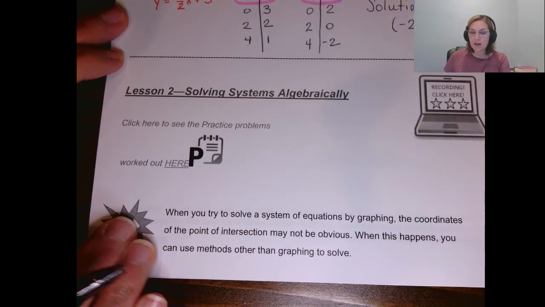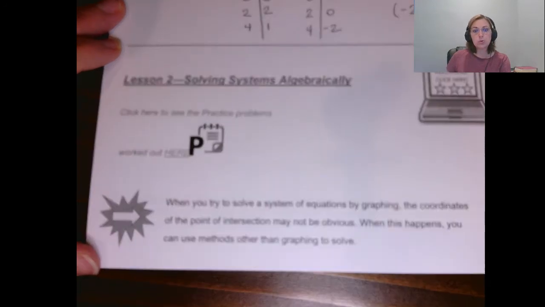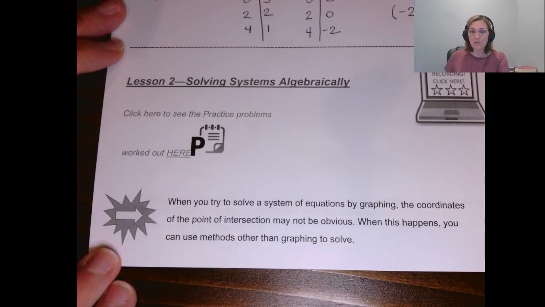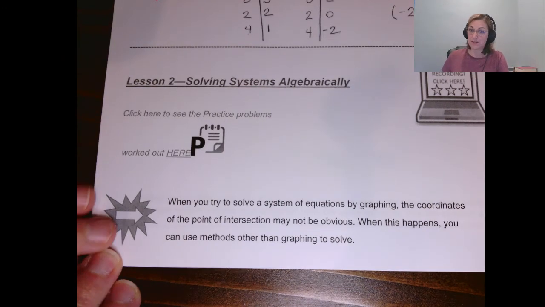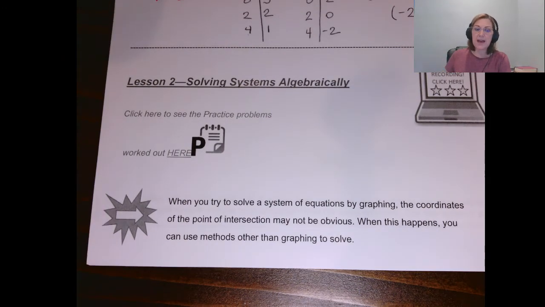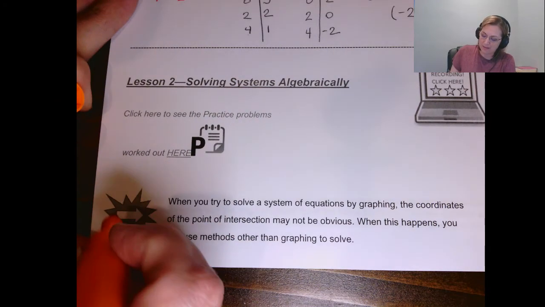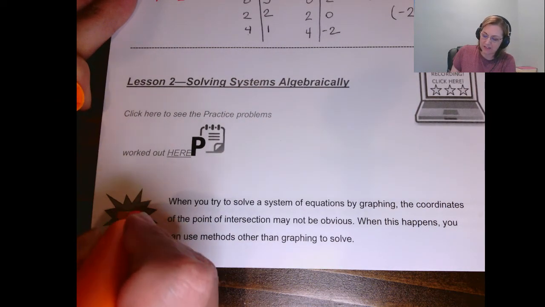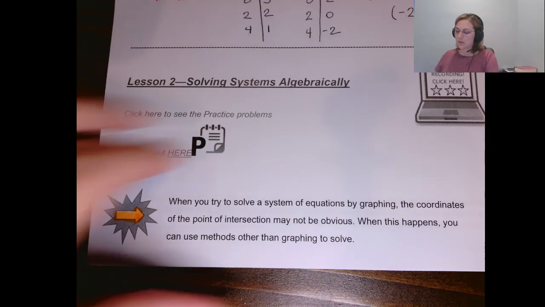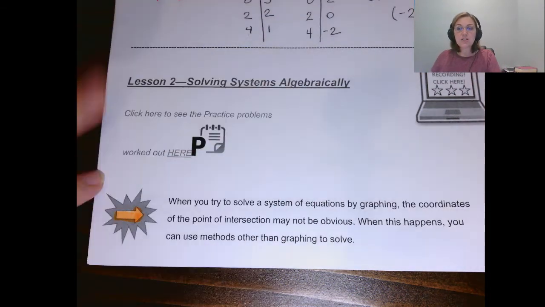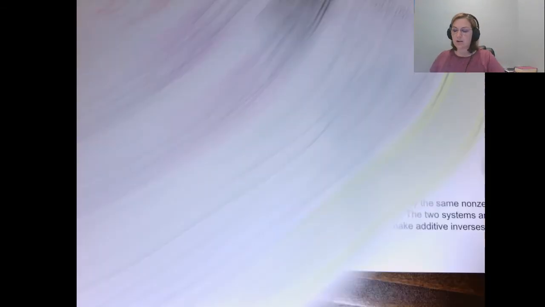I love this comment here at the bottom. It says when you try to solve a system by graphing, sometimes it's difficult to actually see the points exactly. When this happens, you can use other methods. And if you'll remember from our last video, I love to incorporate color into my notes. It kind of helps me remember things because research shows us your eye automatically goes back to a specific color. So let's go ahead and get started with these.